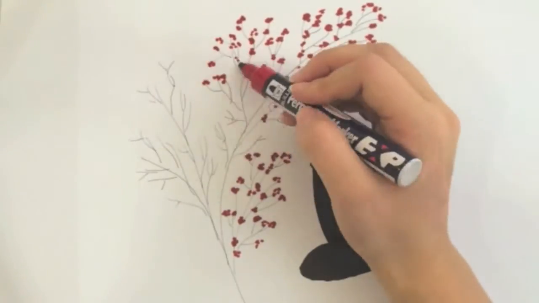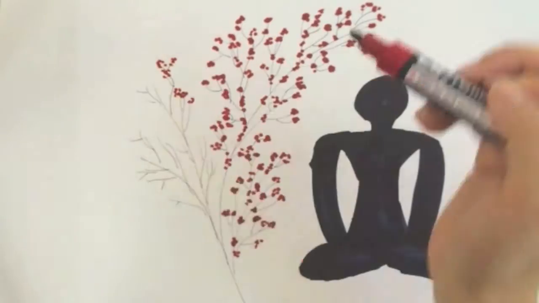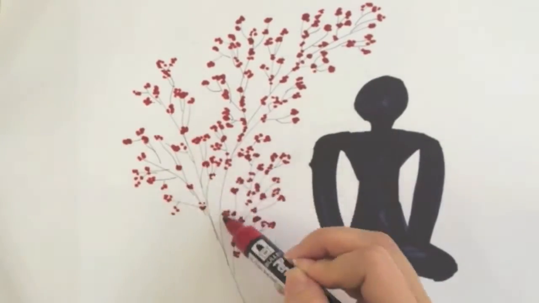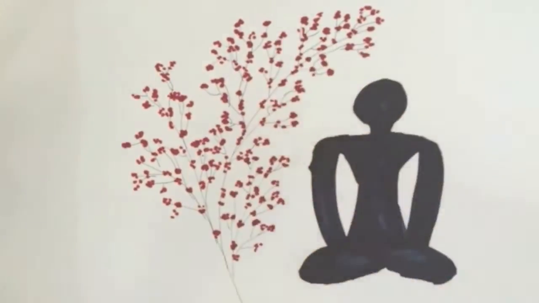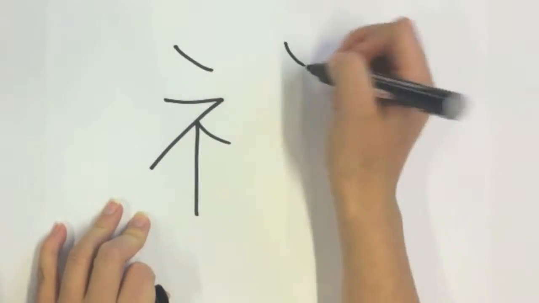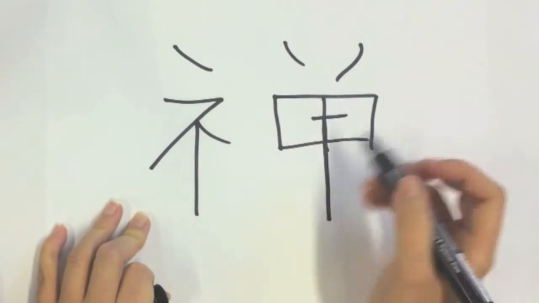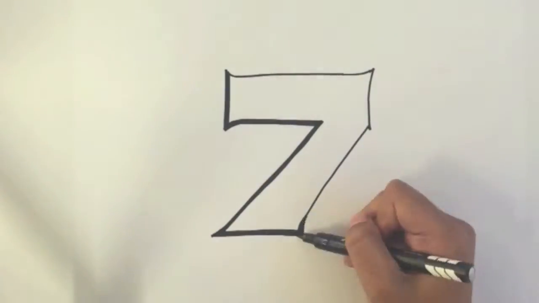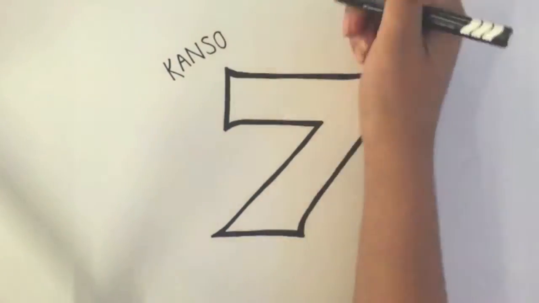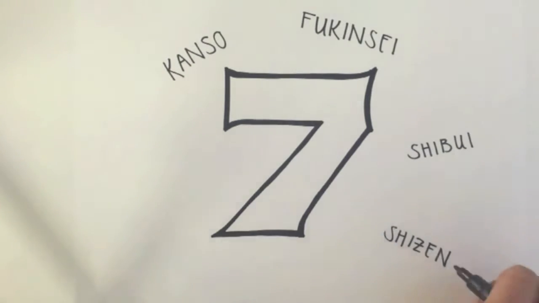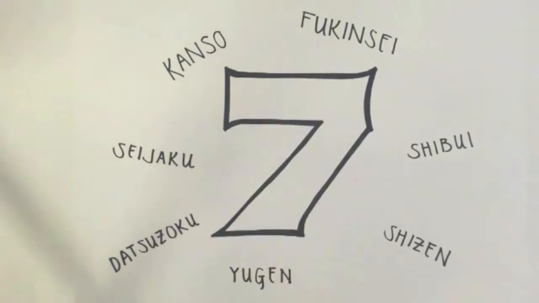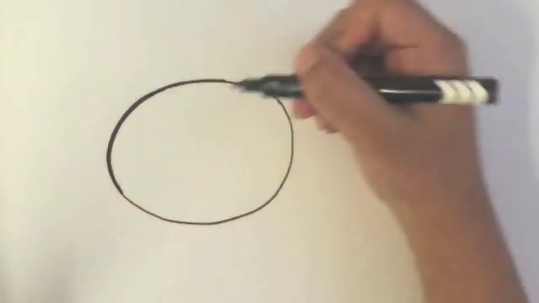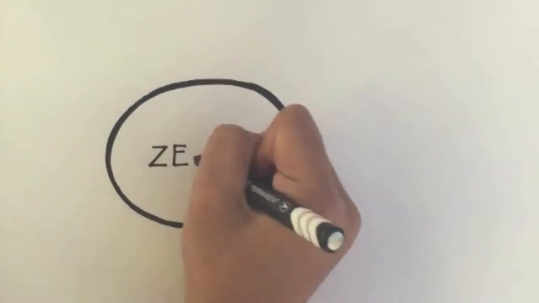Zen Buddhism is not an idea or a theory, rather a practical experience to achieve enlightenment through meditation. The practice of Zen defines a number of teachings and principles which can be applied to a vast number of settings. In particular, the 7 design principles, Kanso, Fukinsai, Shibui, Shizen, Yugen, Datsusoku, and Seijaku, are becoming increasingly popular management techniques. But how are Zen and management related?